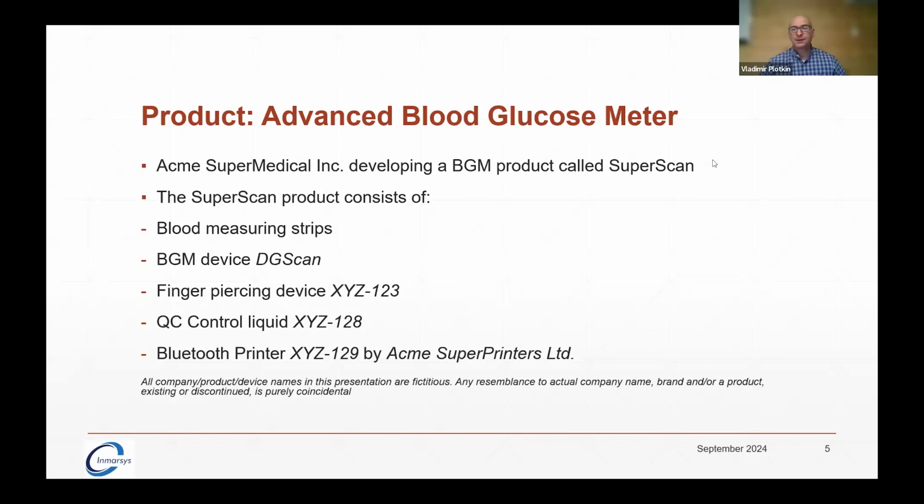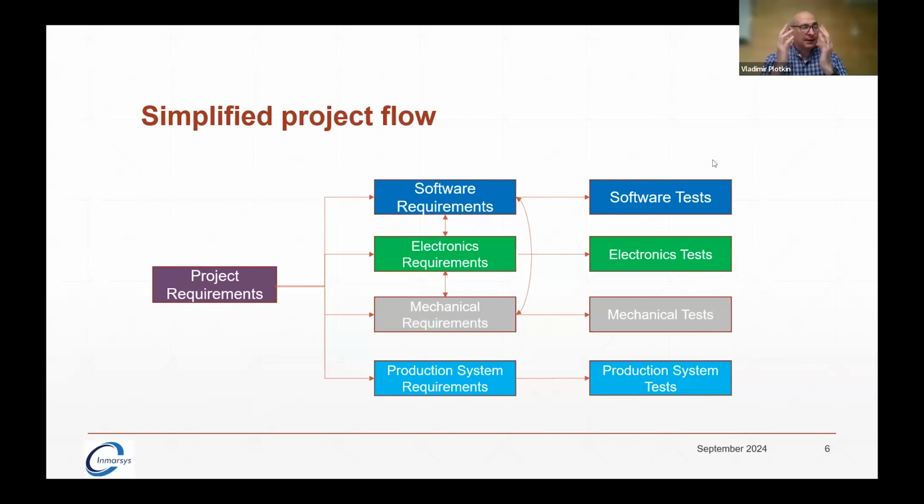So that's a description of the project. How the requirement flow is done in the project. In any medical project, you have project level requirements, called sometimes PRS, sometimes user needs, sometimes something else. But generally you have project level requirements.